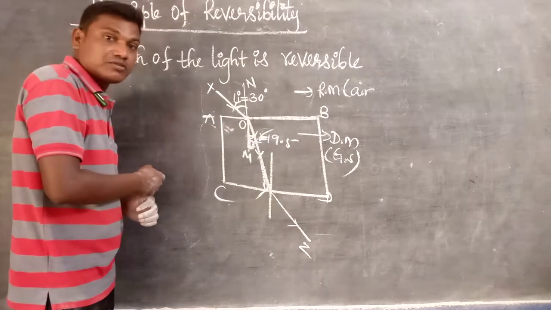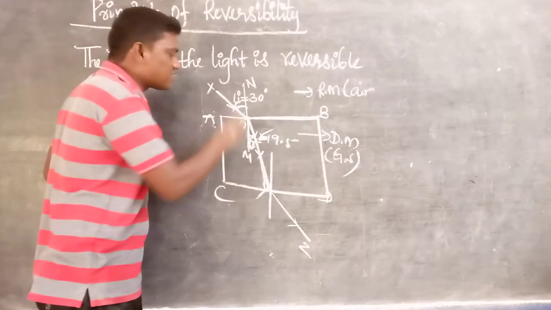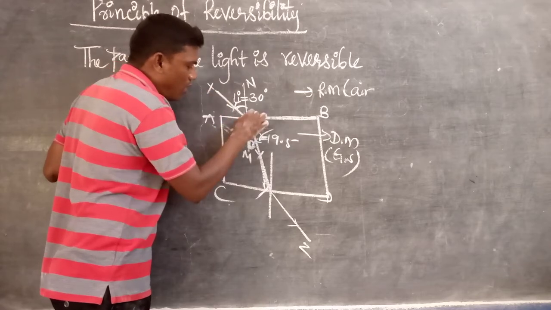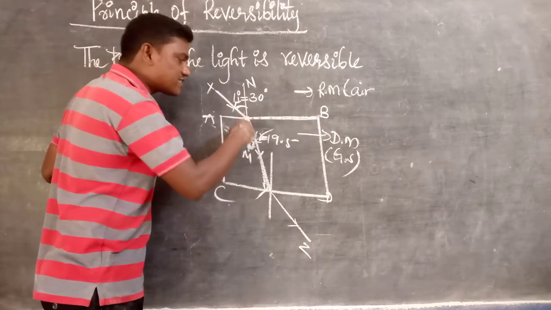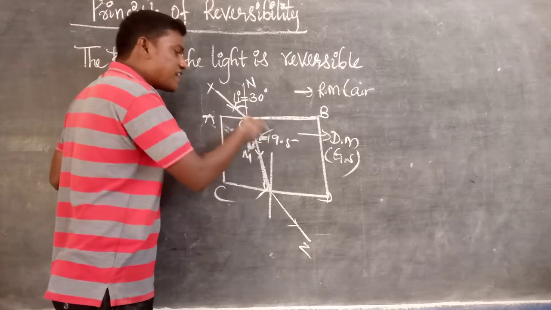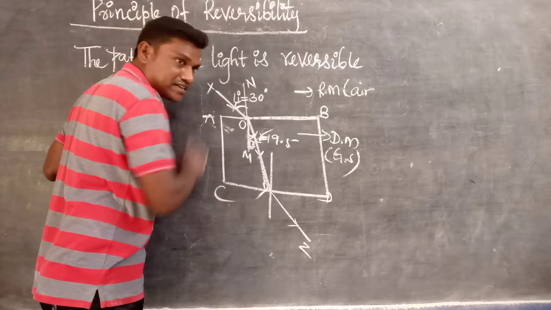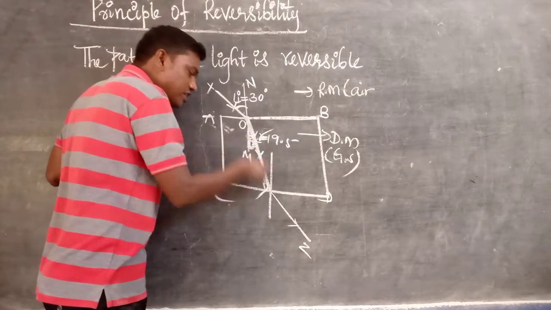Next, what can we do? If light travels from rarer to denser, the light will travel X to O and O to Y, this path. Next, reversibility is nothing but if the light travels from denser to rarer, meaning the angle of incidence in the denser medium is this path only.